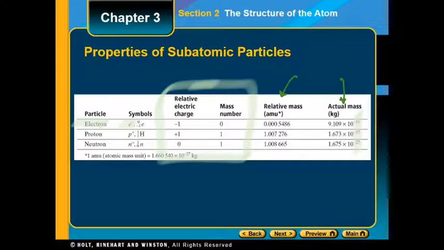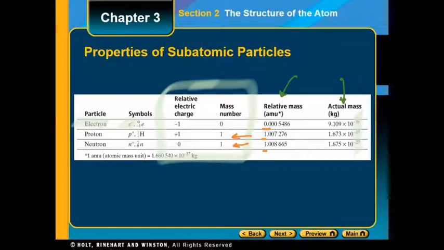So for the electron, if I look at the relative mass, 0.000548, that easily rounds to 0. The relative mass of the proton is 1.007, and the neutron is 1.008. Those are both going to round to 1.